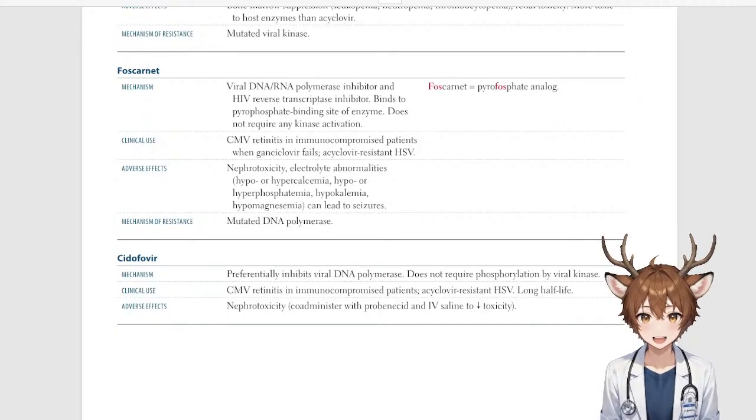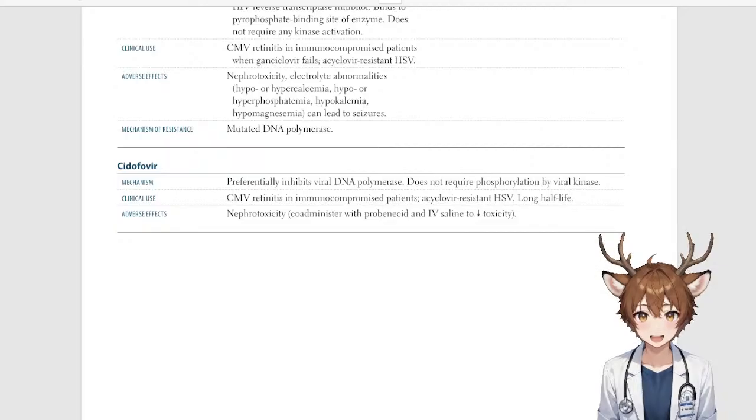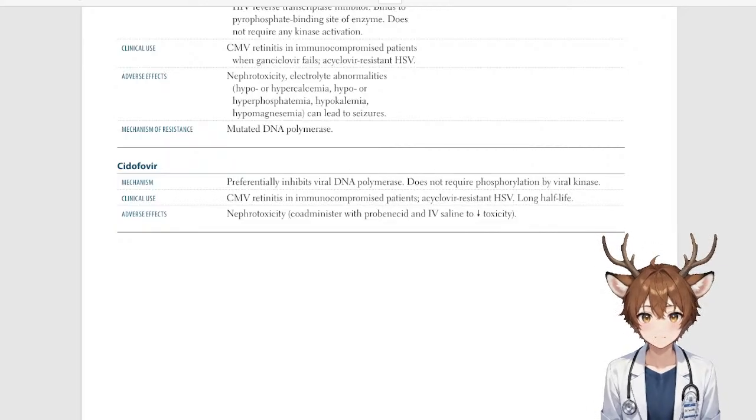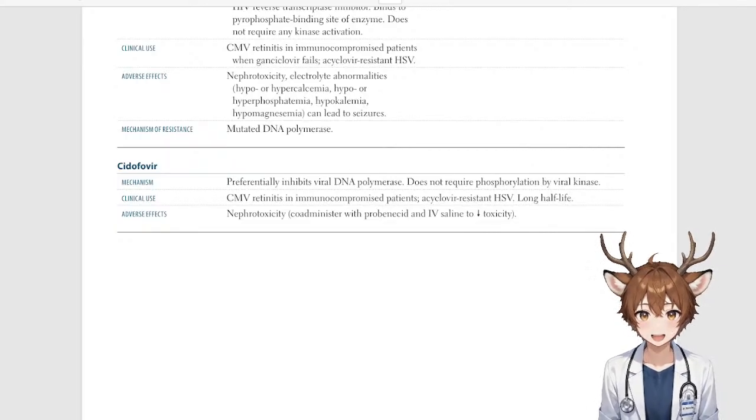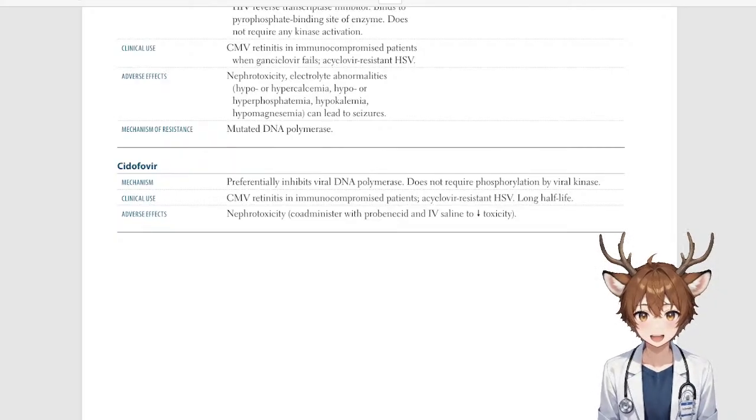What about cidofovir? Cidofovir mechanism: preferentially inhibits viral DNA polymerase. It does not require phosphorylation by viral kinase. Hence, again, it is another alternative if you have an issue with resistance from viral kinase that gets mutated, and so we can't use acyclovir for it for some reason.